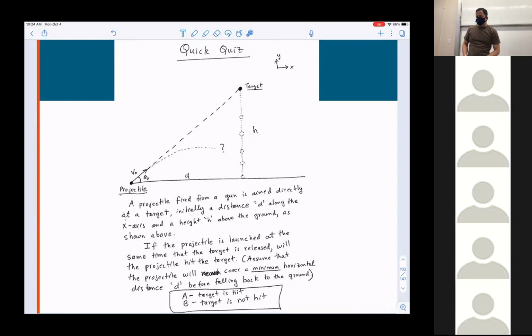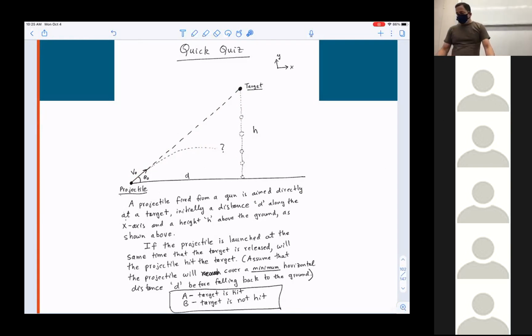So once again, here the question is that there is a target here. Someone is aiming their gun at the target along this line of sight. And as soon as this projectile is launched, the target at the exact same moment is released and starts to fall. And then the question is, will this projectile eventually hit the target, or will it miss?